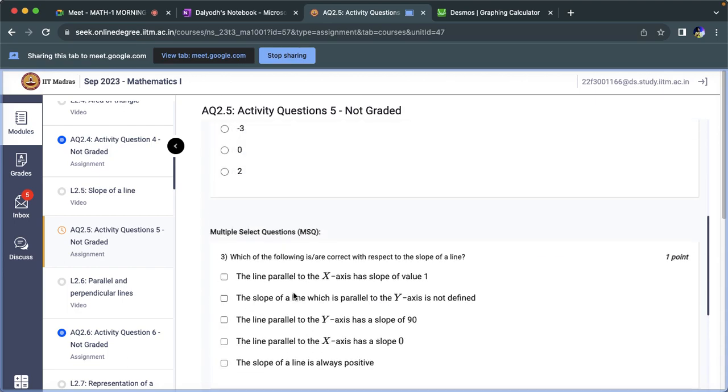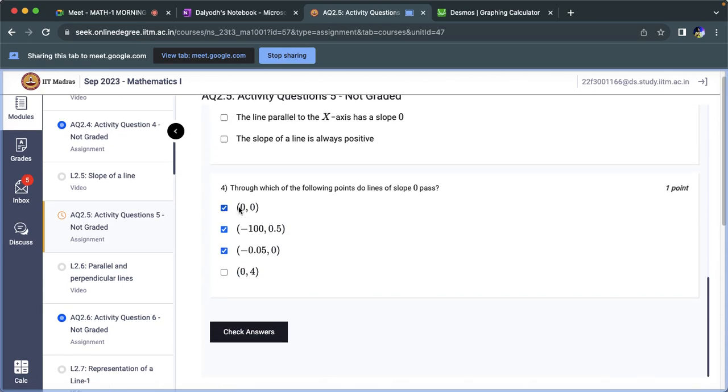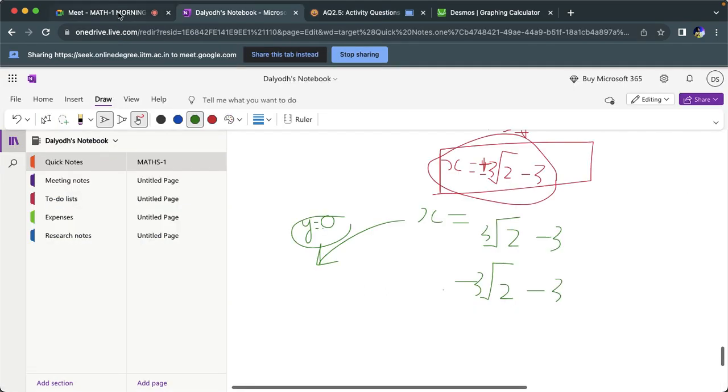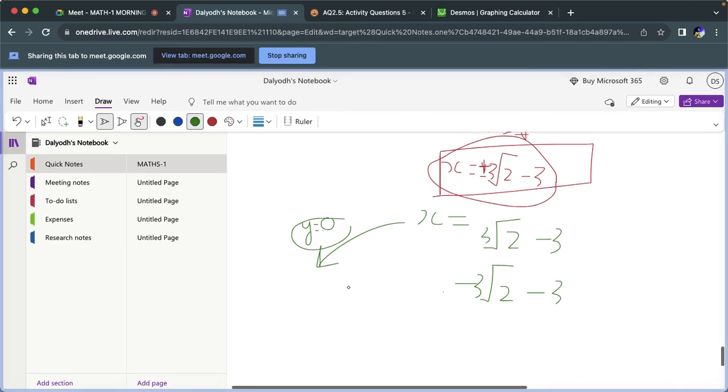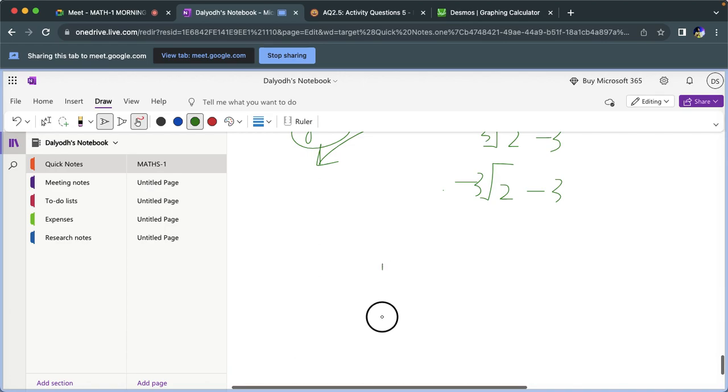Okay. Is there any other question? No. I think this is the answer, right? Answer is all 4. Yeah, because what is meant by slope zero? Slope zero means, let me just go there. So slope zero means this is a point, right? So this is the line. Sorry, this is the x-axis.